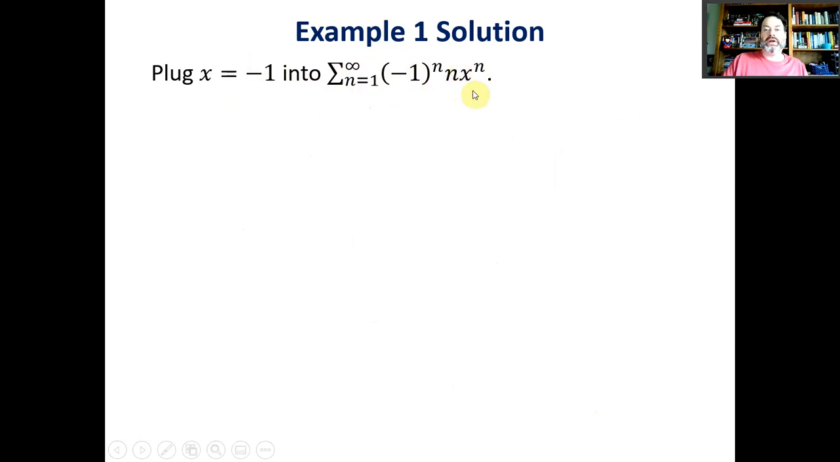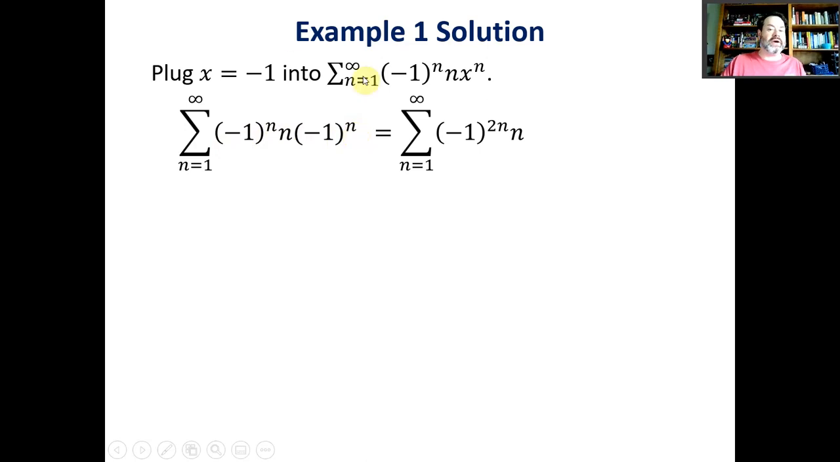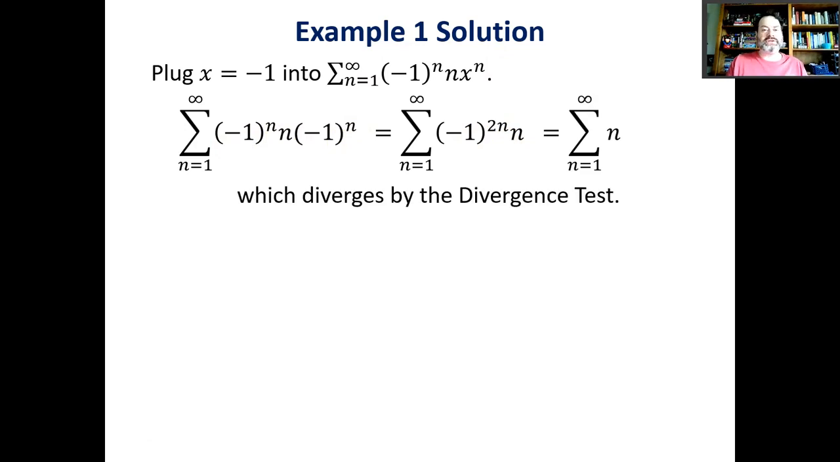Just take -1 and plug it in for x. Now all the x's are gone. We just have n's, and it looks like a problem from earlier in chapter 11. So (-1)^n times (-1)^n is just (-1)^(2n). Well, (-1)^(2n) is always 1, so it just goes away. We're just left with n. Well, this diverges, right? These n's are not approaching 0. They're approaching infinity. So it automatically diverges.